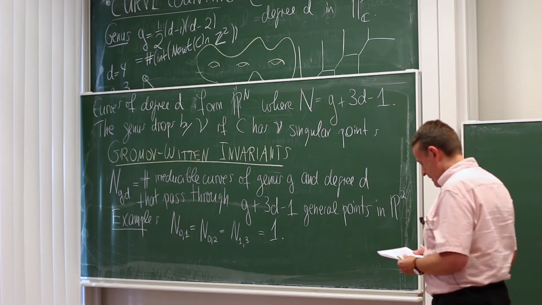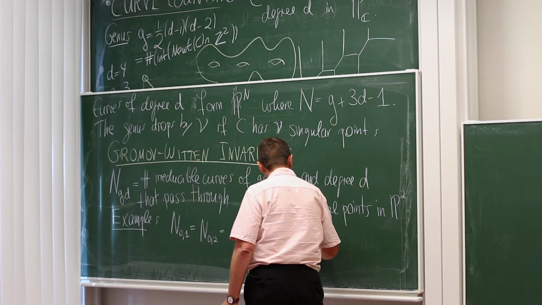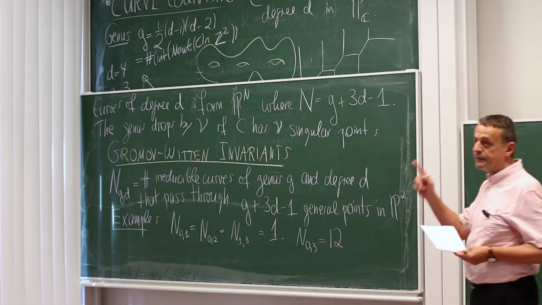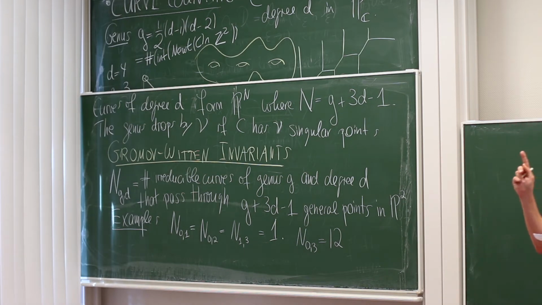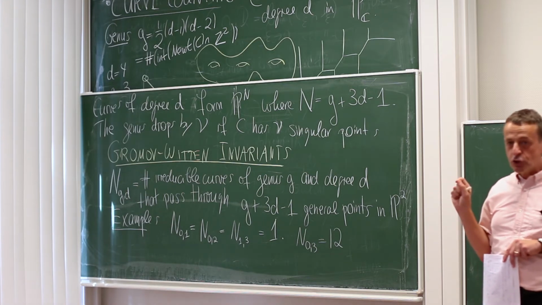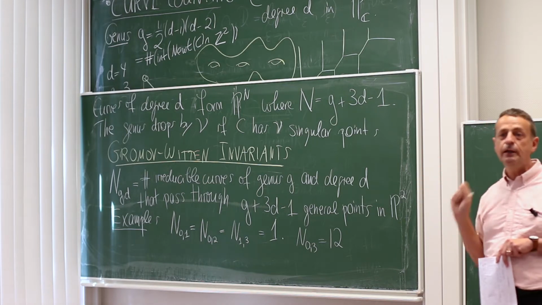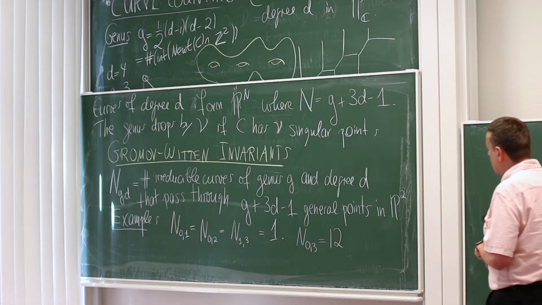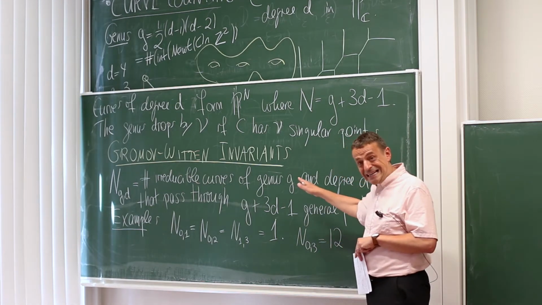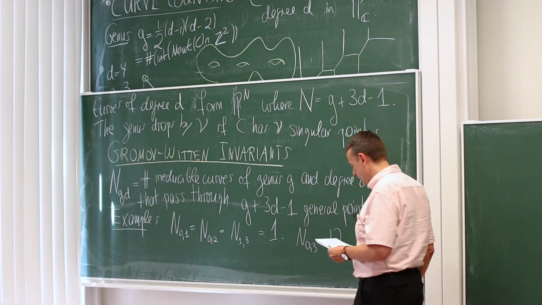Okay. Now let's get some more interesting numbers. A little bit more interesting is N03. That's 12. So this is cubic curves that have now one singular point. So now I'm not speaking about general cubic curves. I talk about special cubic curves that have one singular point. That drops the genus by 1. That makes them rational. And I claim the number of rational curves passing through 8 given points is 12.